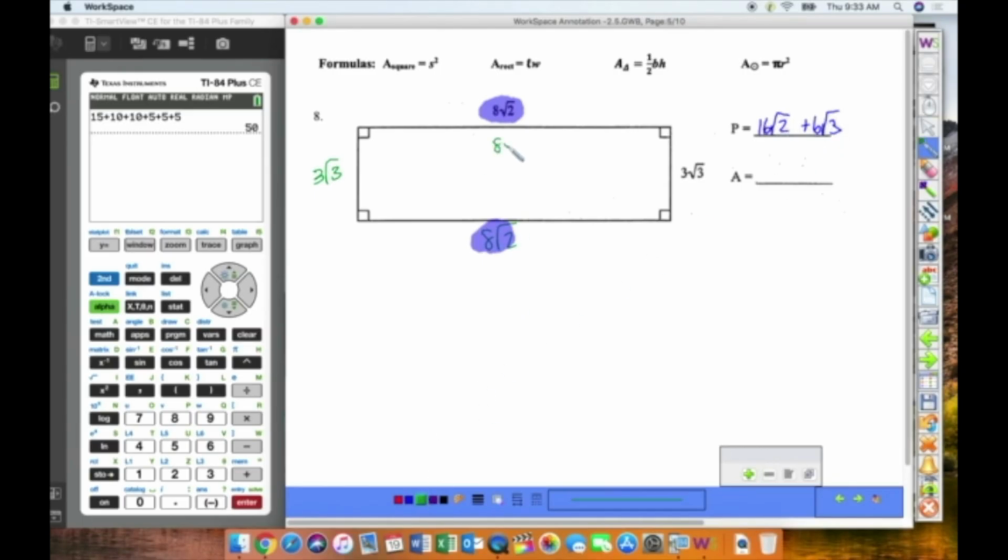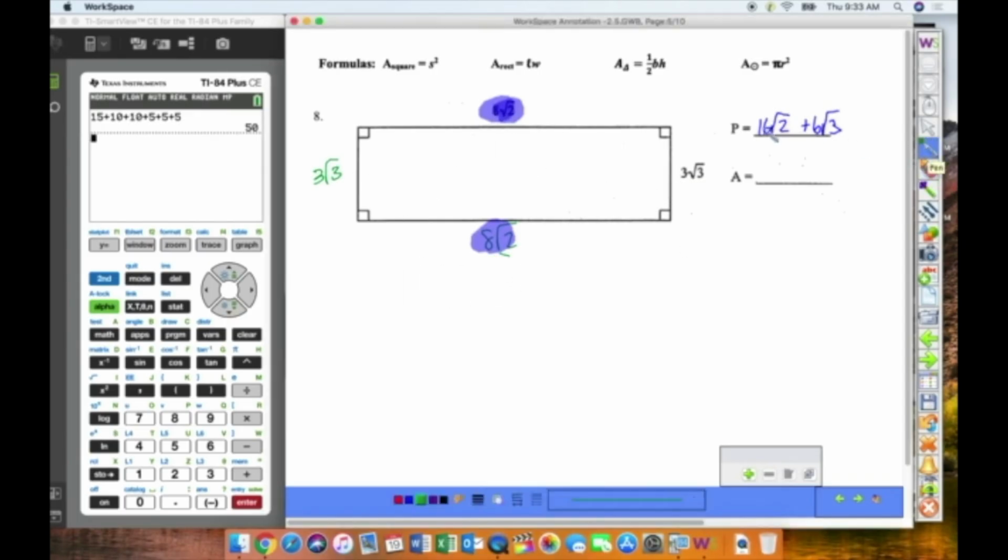Again, if this was 8x, this would be 8x, but this is like 3y, and this is 3y. If you treat a radical like it's a variable, you can totally add 8x and 8x and get 16x, and 3y and 3y is 6y, but you can't add x's and y's together. So you treat a radical like it's a variable in that situation.